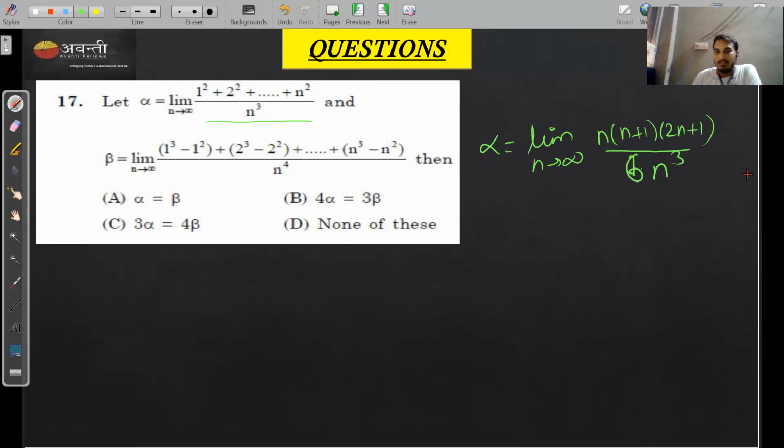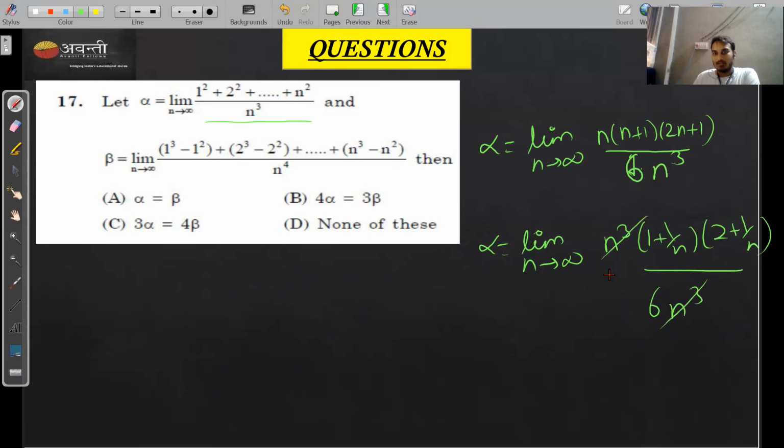And how do we find the limit when n is infinity? By making the 1 by n type of form, right? It means limit n tends to infinity. Take n common from the numerator, so it becomes n cube. So this n is outside, so it becomes 1 plus 1 by n. Taking this n also outside, it becomes 2 plus 1 by n, and 6n cube, right?